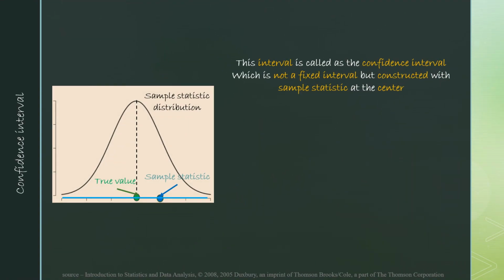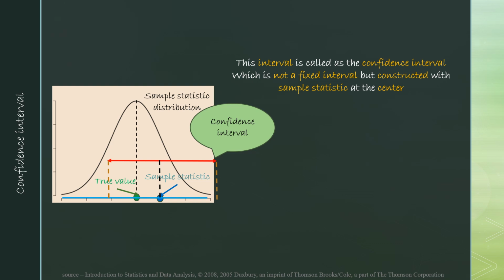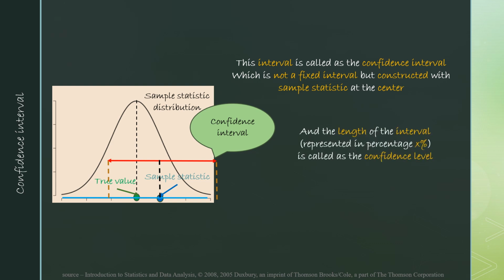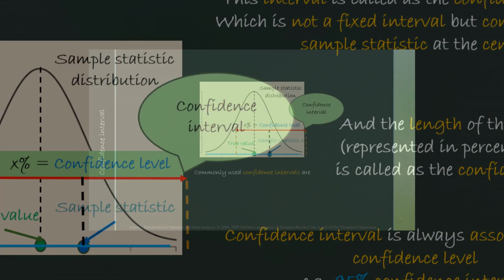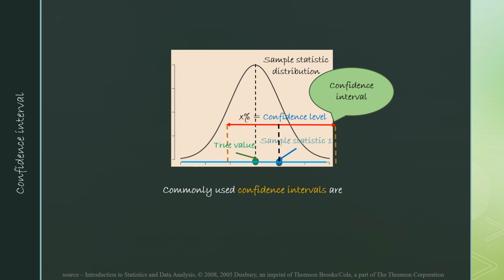This interval is called the confidence interval, which is not a fixed interval but is constructed with the sample statistic at the center, and it moves every time a sample statistic is computed. And the length of the interval represented in percentage is called the confidence level. A confidence interval is always associated with a confidence level, for example, 95% confidence interval. Commonly used confidence intervals are the 90% confidence interval, 95% confidence interval, and 99% confidence interval.